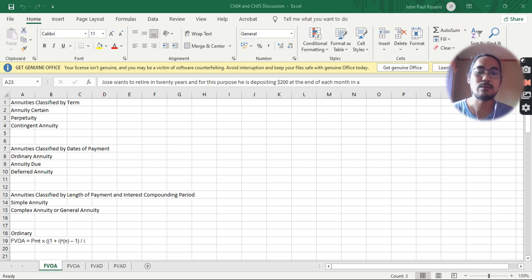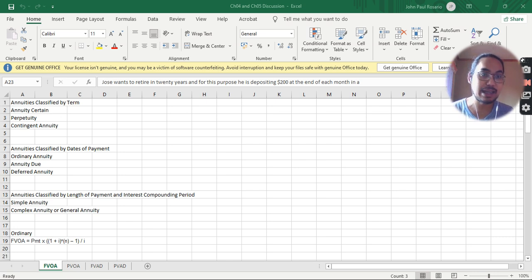So before we go forward with our discussion, let us first define different annuities based on term, payment, and the length of payment and interest compounding period. So now, for annuities classified by term, we have annuity certain. So when we say annuity certain, it means that the start and the end of your term or your note or your annuity payments is known.